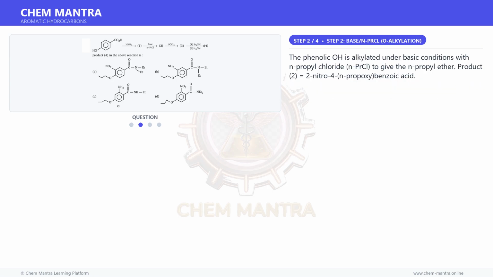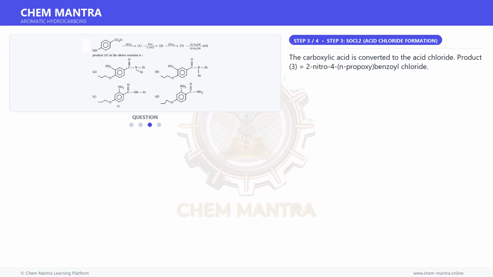Moving on to the next step. The phenolic O is alkylated under basic conditions with n-propyl chloride, nPrCl, to give the n-propyl ether. Product 2 is equal to 2-nitro-4-n-propoxybenzoic acid.